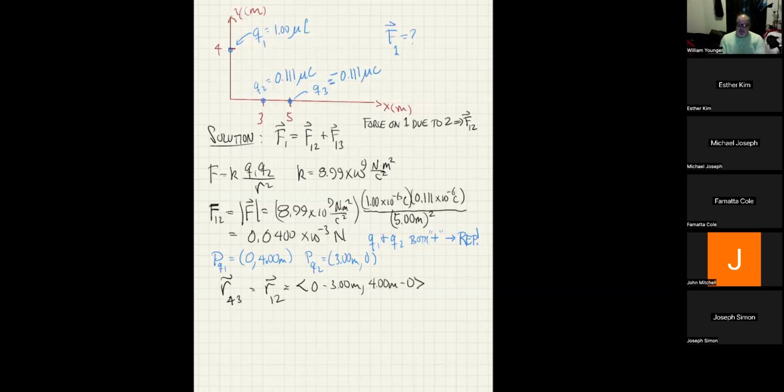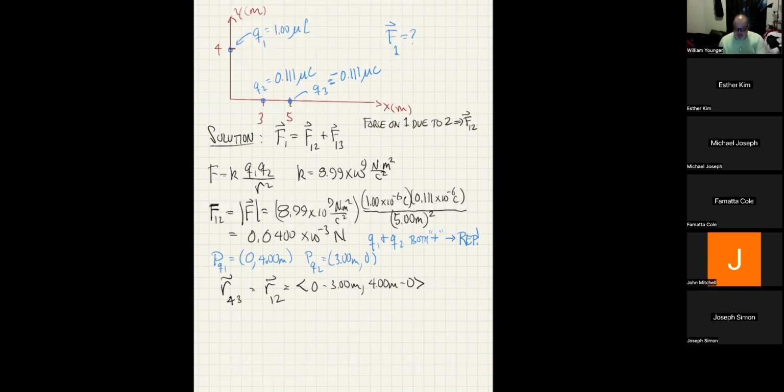And notice I put less than and greater than symbols in there. That's another way you can specify a vector as opposed to using I's and J's. You can put it as an ordered pair, in which case the first term is supposed to be the I hat term or the X component, and the second term is supposed to be the J hat or the Y component term. And in doing so, it looks just like a point. So that's a really nice way of doing it.